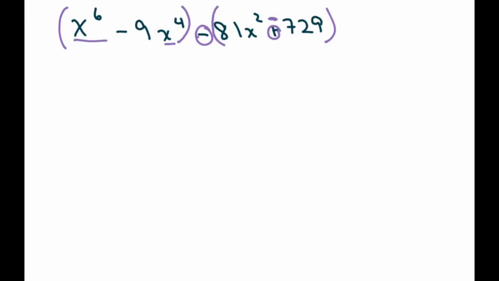Now I can factor out x to the fourth, because they both can be divided by x to the fourth. You get x squared minus 9. And then probably, because this is by grouping, I want this to be x squared minus 9.